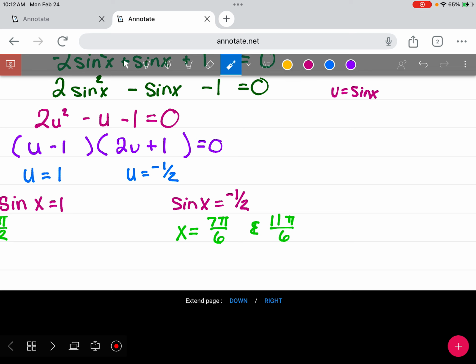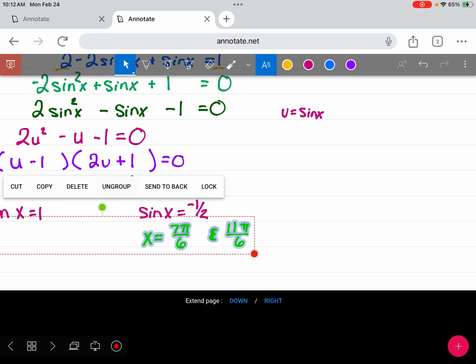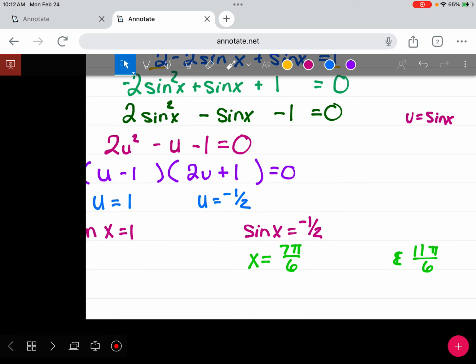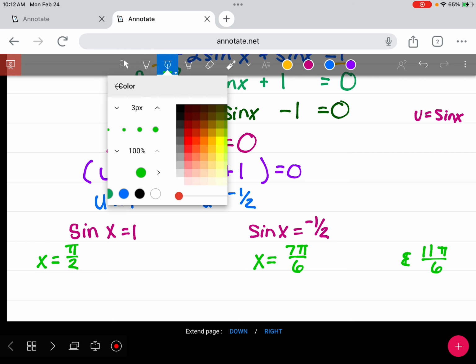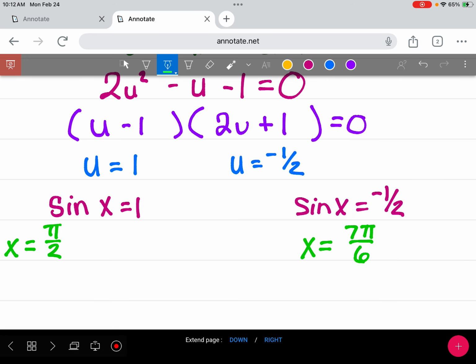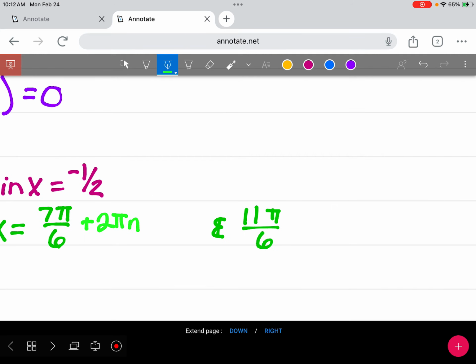But we were asked to find all. So every single one of these things needs that plus 2 pi n. So I'm going to just scooch this guy over. There we go. So since we need to find all, that's when we add 2 pi n to get all those coterminals. Plus 2 pi n, plus 2 pi n.